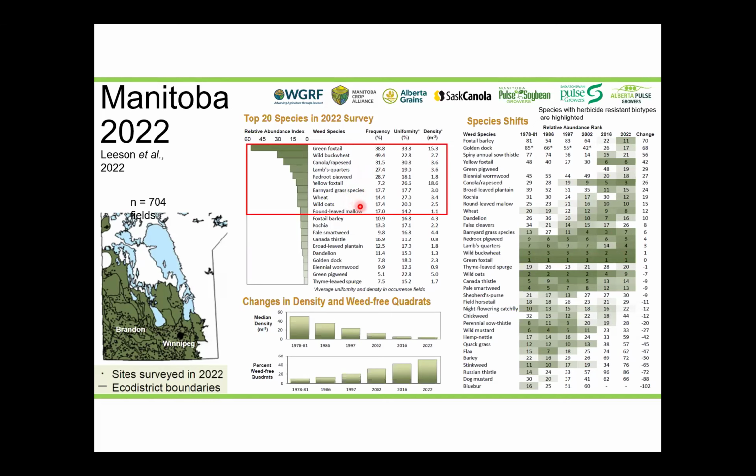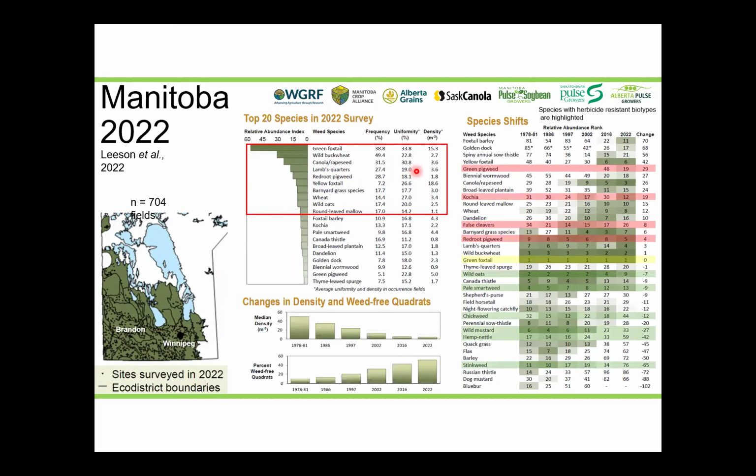Wild oats had dropped in the last survey, but we had a really wet spring and a lot of late seeding, so I was not surprised to see that drop a bit. I think if we have a more normal year and more normal seeding times, I would expect to see wild oats come back up in ranking in the next weed survey. I guess it'll just depend what that year looks like. Last year was a year we had a lot of wild oats surface, and everybody seemed to have issues with wild oats again. But in the year that we did this survey, it wasn't really a very big wild oat year, so it had dropped. And then roundleaf mallow rounds out that top 10.